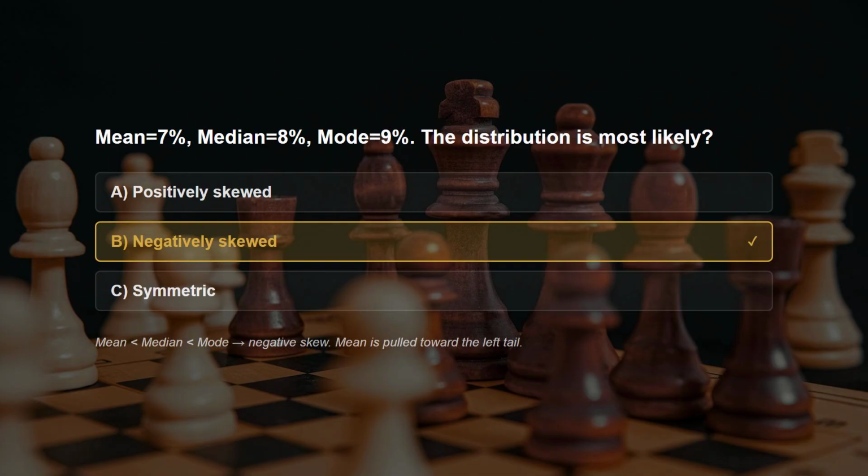If you chose C, remember that symmetric means all three are equal. The memory trick again: the mean always chases the tail. If the mean is pulled left, there is a left tail, which means negative skew.